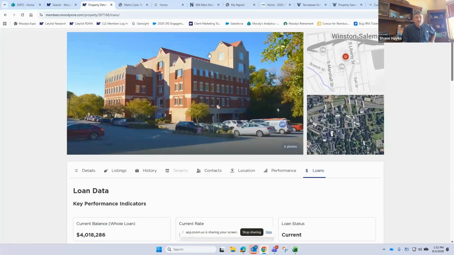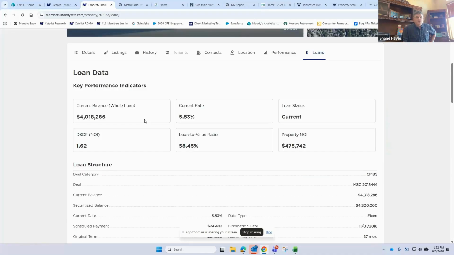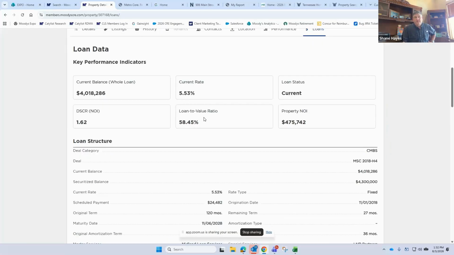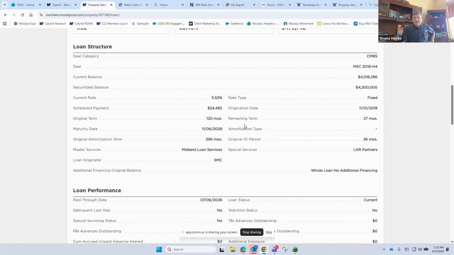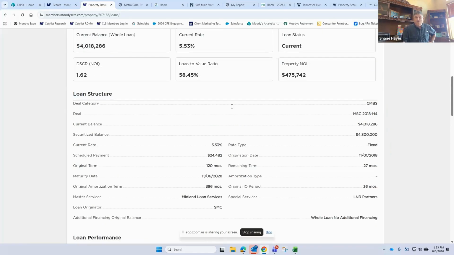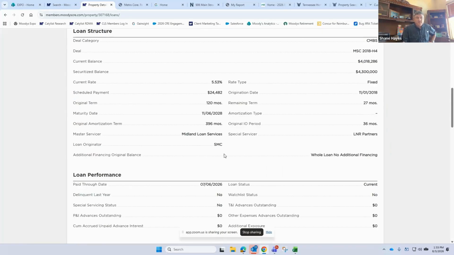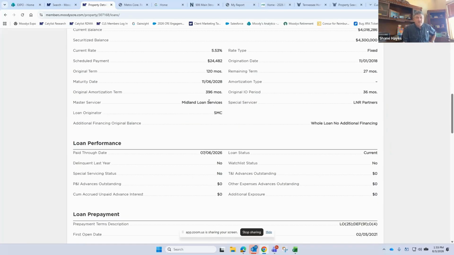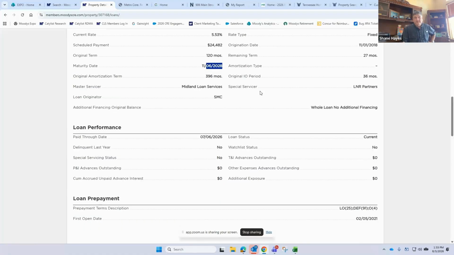This particular building currently has a $4 million loan on it, 5.53 interest rate. It's a pretty good LTV on it. And then this is going to be all kinds of detailed information on what's going on with this particular loan. You can see what their payment is. They are current, which tells me they've made a recent payment. You'll come down here and you can see when it's maturing. So they've got a couple of years on it.